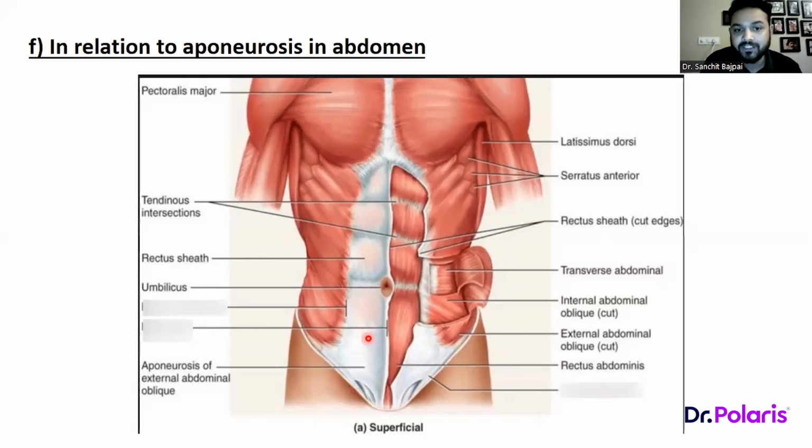See this white sheath here? This white sheath is basically called an aponeurosis, or it is given the name rectus sheath. So this center muscle is called the rectus muscle. Over that there is a sheath, and this sheath is formed by three important muscles, which are external oblique, internal oblique, and transverse abdominis, which together form these aponeurotic bundles, and they form a covering over the rectus abdominis. This is called the rectus sheath.